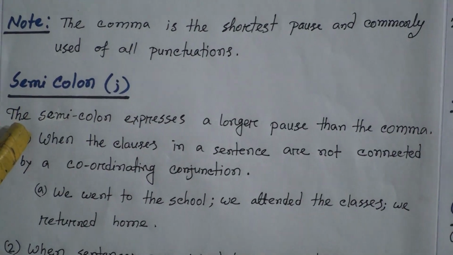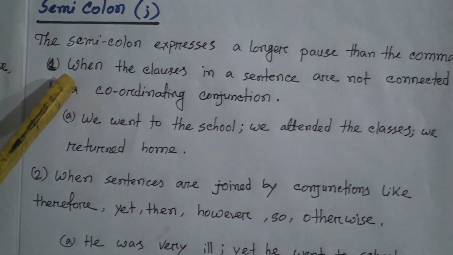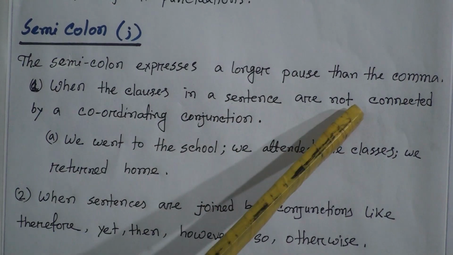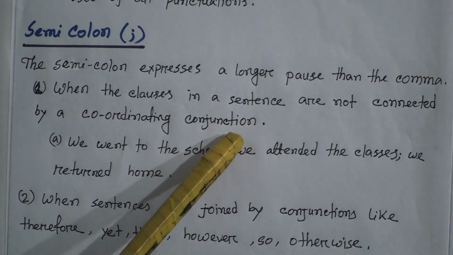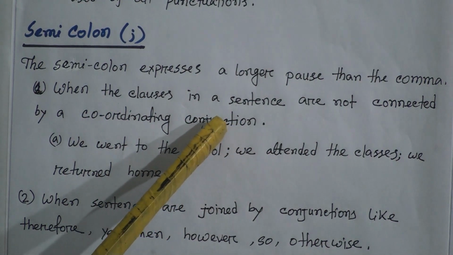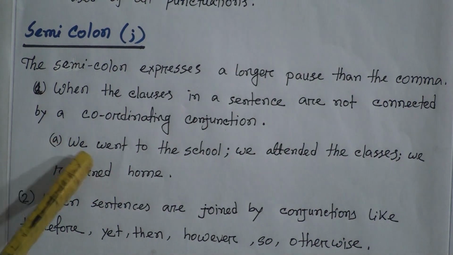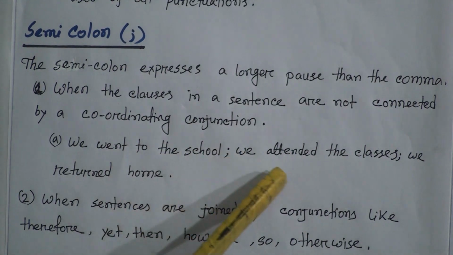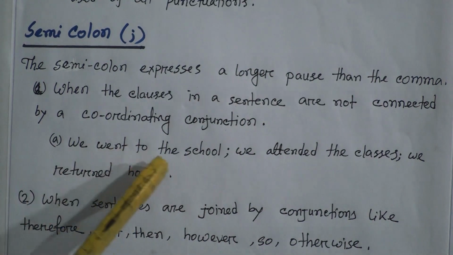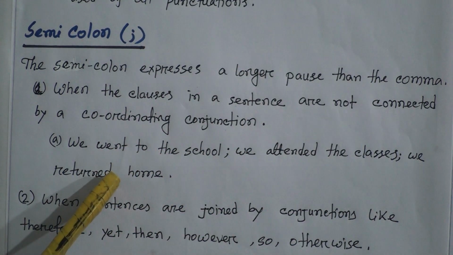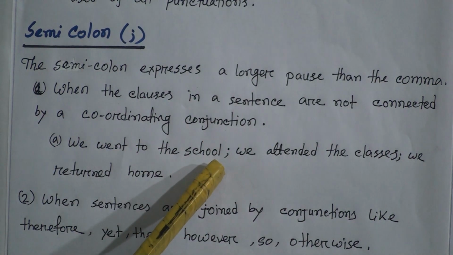Semicolon. The semicolon expresses a longer pause than the comma. Number 1, when the clauses in a sentence are not connected by a coordinating conjunction. That means when we don't use any conjunction but use clauses, then we put a semicolon in the sentence. For example, we went to the school, we attended the classes; we returned home. Look, there are different clauses, number 1, 2 and 3. There are 3 clauses, but there is no conjunction. So, we have separated them using semicolon.